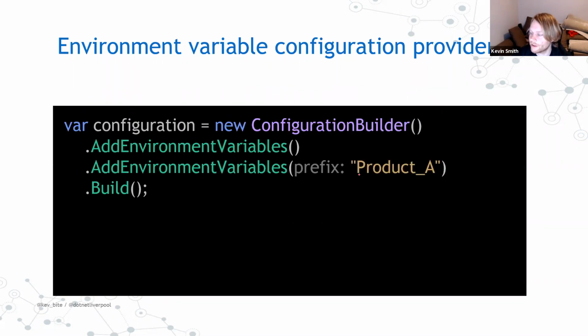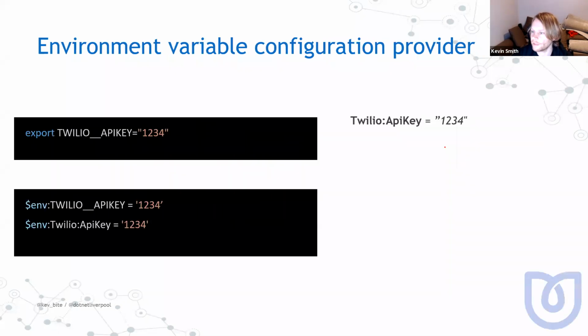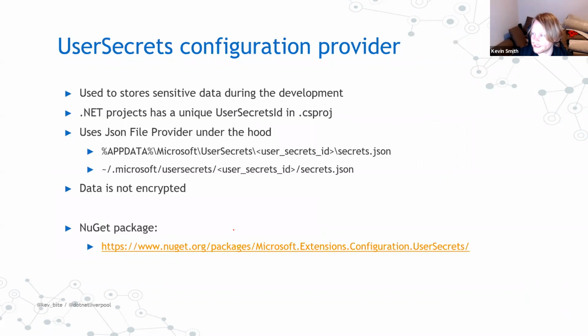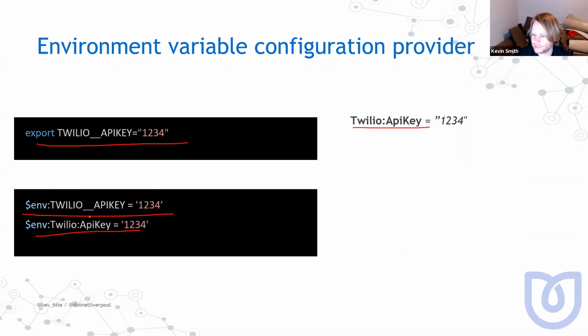With the environment variable ones, you can also give a prefix. If you have a load of environment variables on your machine, you probably don't want to load everything. So you can say only load the ones with the prefix of product A. Maybe we denote that all these environment variables are for this certain product. So if we export an environment variable of Twilio _ API key, we'll get a key of Twilio : API key. The same thing happens in PowerShell, where, because it's on Windows, you can use either a colon or the double underscore.